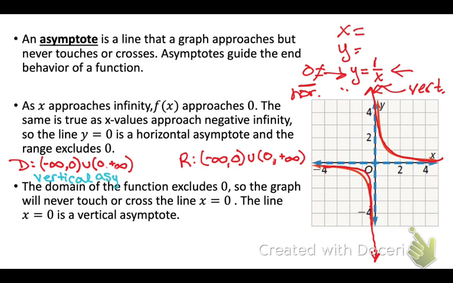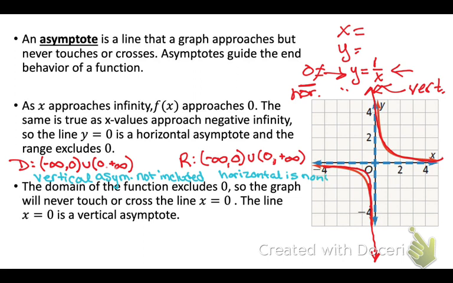Your domain, the vertical asymptote, is not included, because 0 is my vertical asymptote, right? And in your range, your what asymptote is not included? Horizontal.